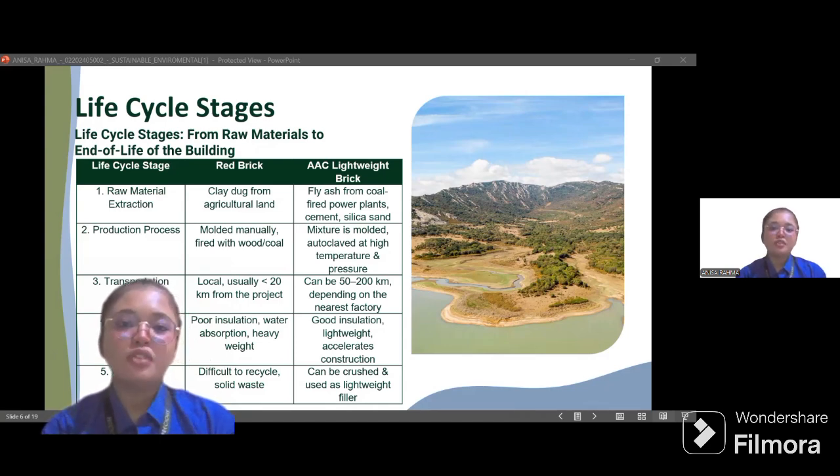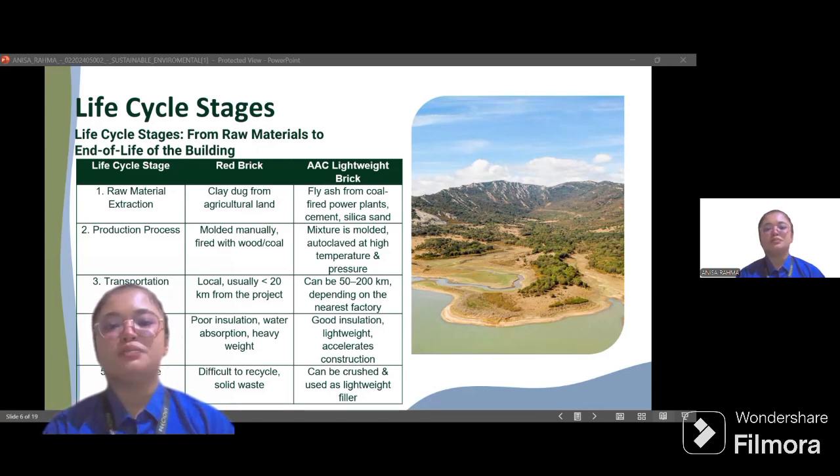The second one is production process. Red brick is typically produced through traditional methods. The process is very simple. Clay is manually shaped, dried, and then fired in open kiln using firewood or coal. This results in significant greenhouse gas emission and local air pollution from dust and smoke particles.